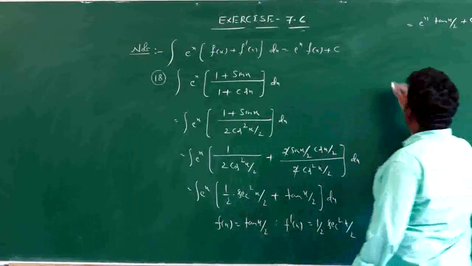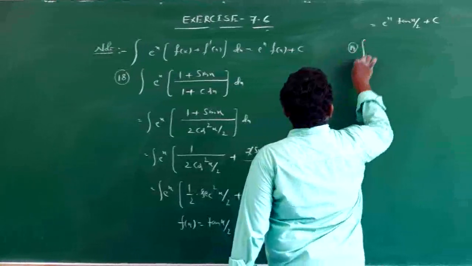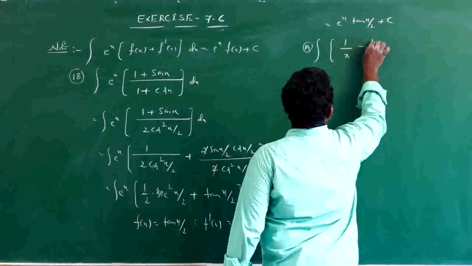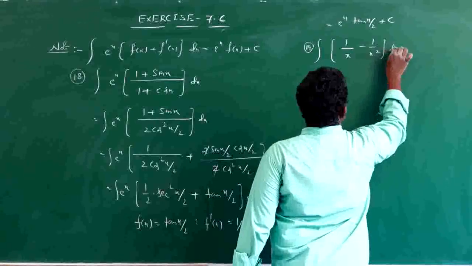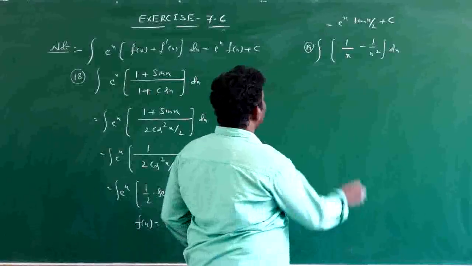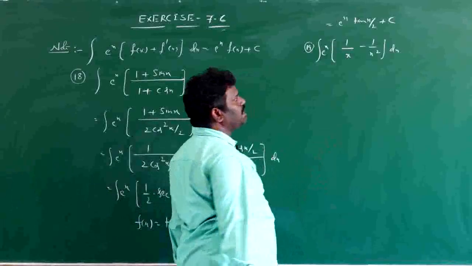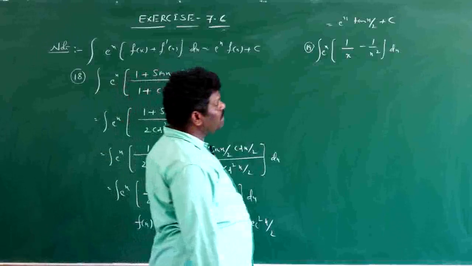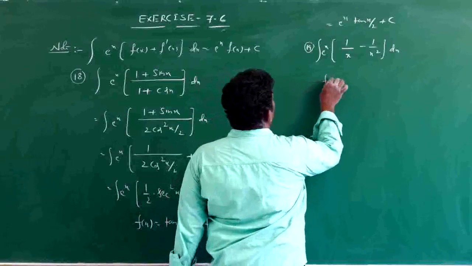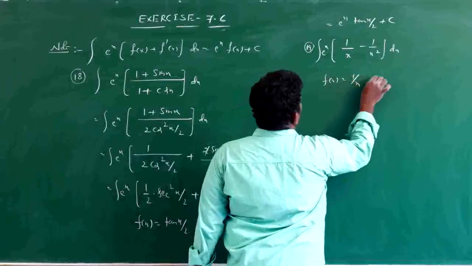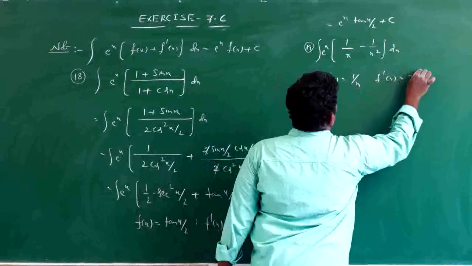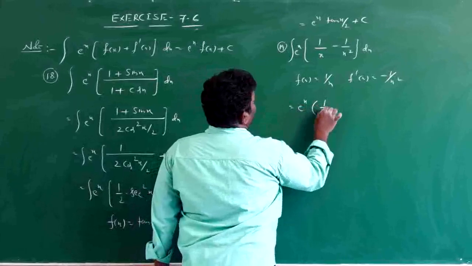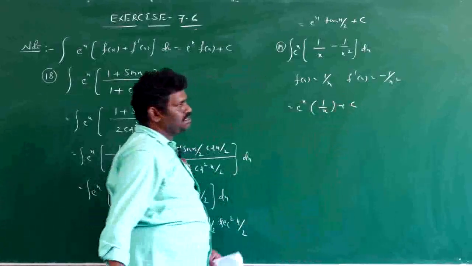Right, the 19th one: the integral of e^x into (1/x − 1/x²) dx. Here f(x) = 1/x, then f'(x) = −1/x². So the answer is e^x into 1/x + c.